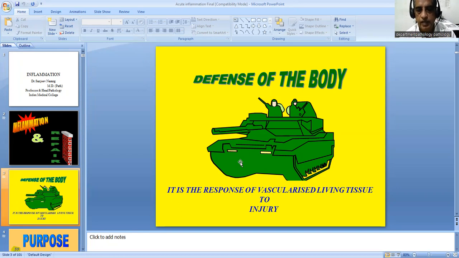The next two words that are important in this are vascularized and living. If the injury is of such a nature that it causes the death of the tissue, there won't be any inflammatory response. The second word, vascularized, tells us that for an inflammatory response to be mounted, it is imperative that the tissue has an intact blood supply. Again, if the injury severs or cuts off the blood supply, there won't be any inflammatory response. So remember, it is the response of vascularized living tissue to any injury.